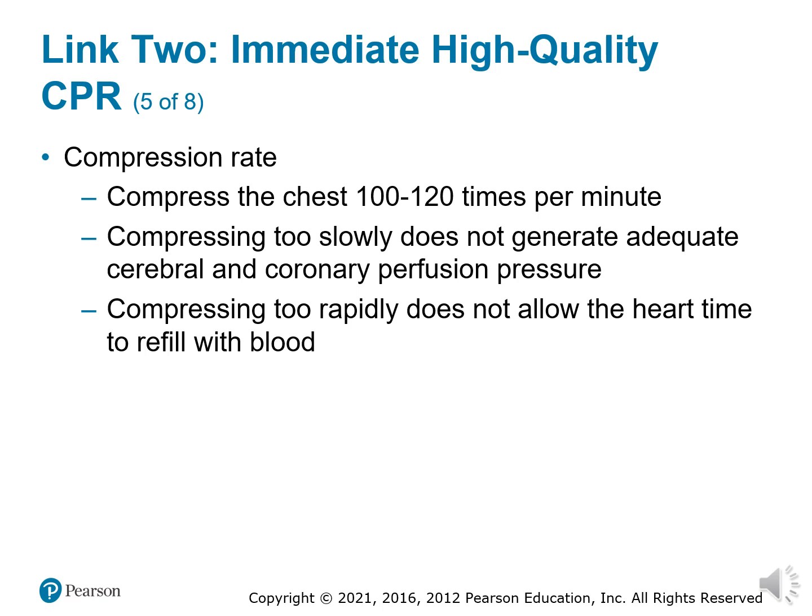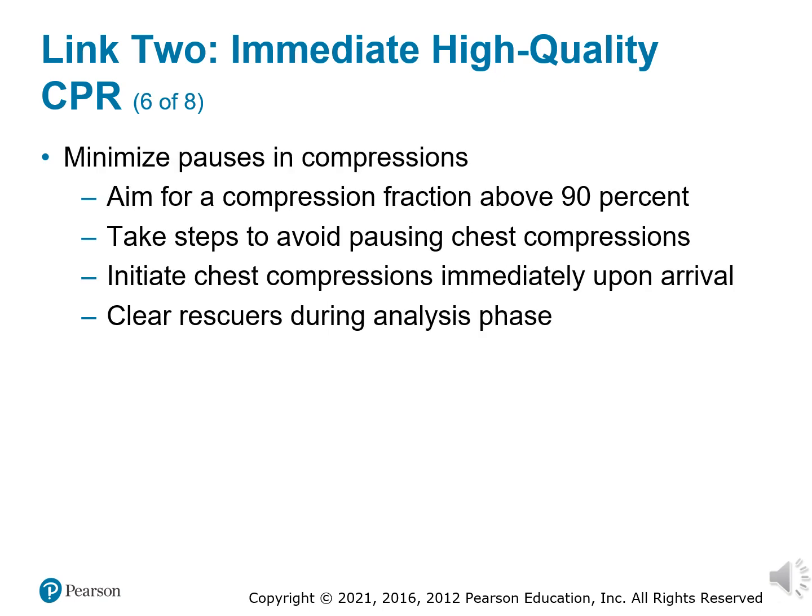Compressing too slow does not generate adequate cerebral and coronary perfusion pressure, and compressing too rapidly does not allow the heart time to refill with blood. So always make sure you're doing nice, consistent chest compressions at a rate of 100 to 120 times per minute. You want to always make sure that you minimize pauses in compressions. So you're going to aim for a compression fraction above 90%.